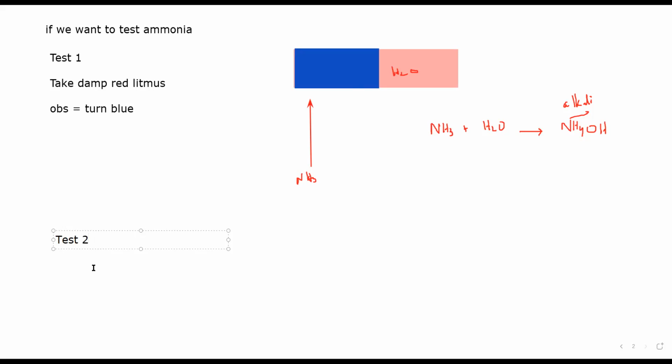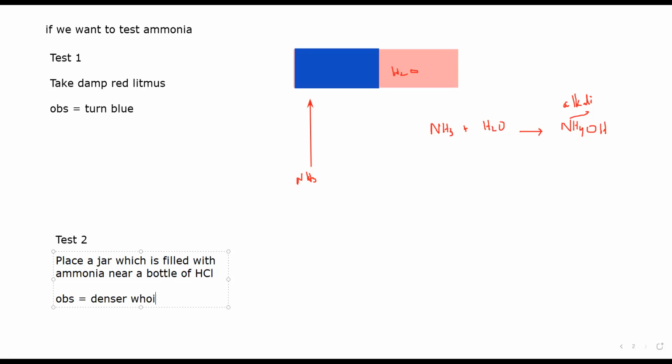Then there's also another test. What we can do, we can place a jar which is filled with ammonia near a bottle of HCl. And what we will observe in this case is that dense white smoke is formed. What is the reason why dense white smoke is formed?